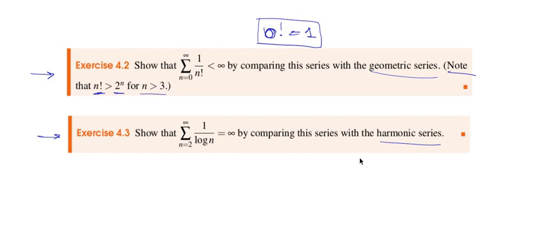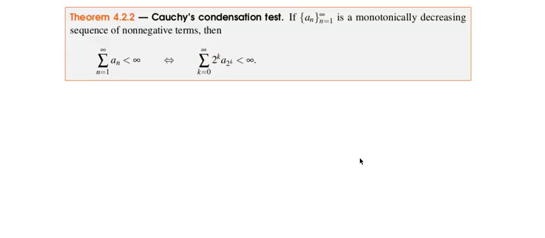Okay, so next test. This is a slightly more complicated test. It's called Cauchy's condensation test. So Cauchy was a French mathematician in the 19th century, a very important and influential guy in the development of calculus at the end of the 19th century and beginning of the 20th century. Okay, most of the results that we have today in calculus are due to him.